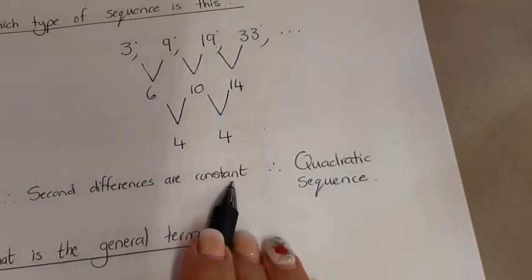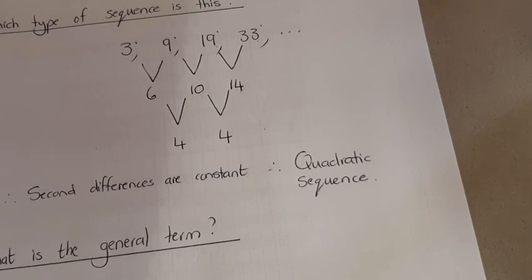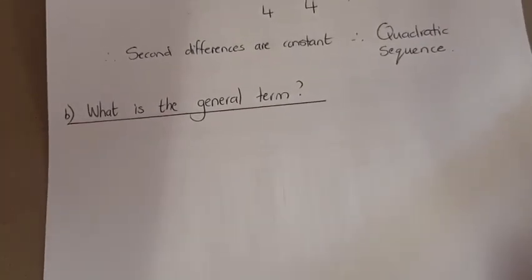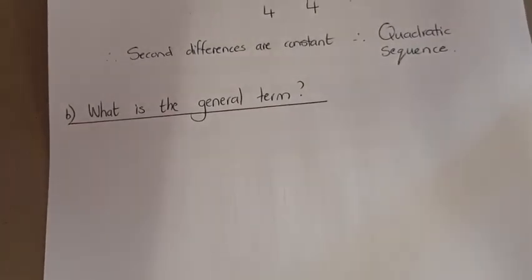The word constant must appear in your answer. Let's look at the next question. What is the general term? The general term, we need those 4 formulas.